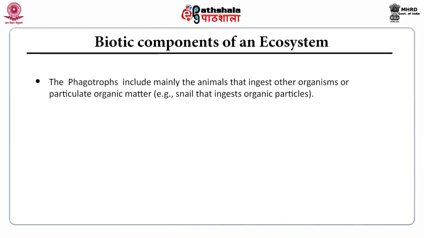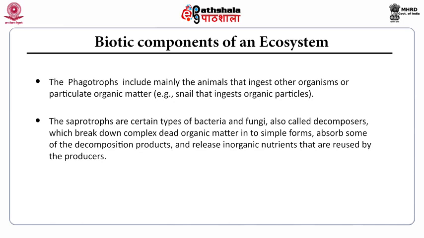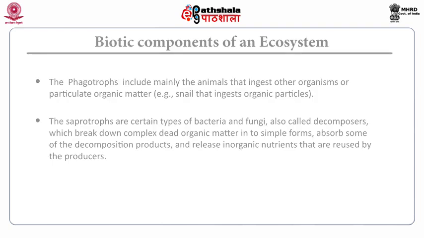The biotic components of the ecosystem also include phagotrophs, which are mainly animals that ingest other organisms or particulate organic matter. The saprotrophs are certain types of bacteria and fungi, also called decomposers. These break down complex dead organic matter into simple forms, absorb some of the decomposition products and release inorganic nutrients that are reused by the producers.